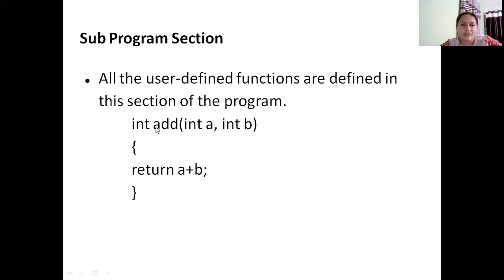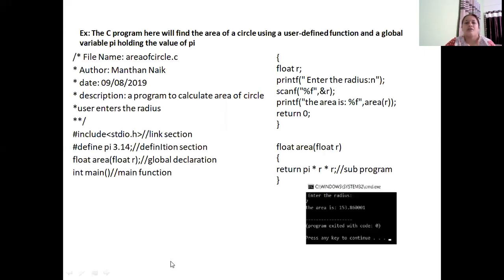So every function will have a return statement if its data type of return type is mentioned in the function definition line. So this was about the subprogram section. There can be multiple functions which can be written in the subprogram section. So now let's take an example program.